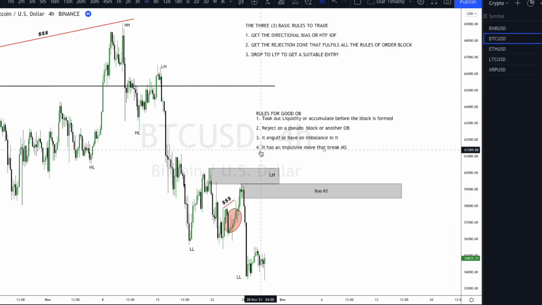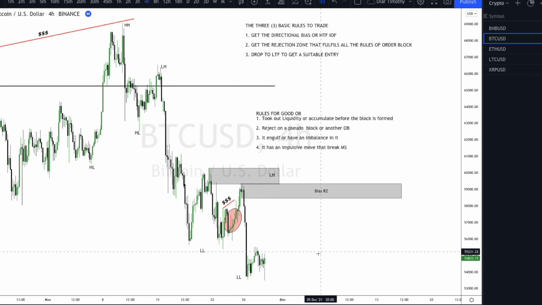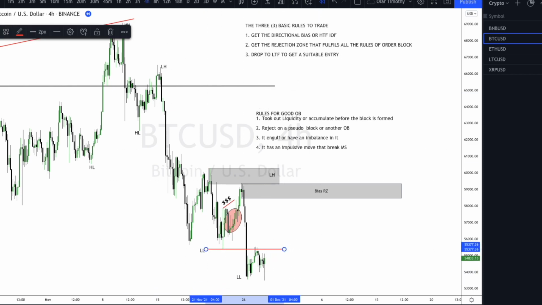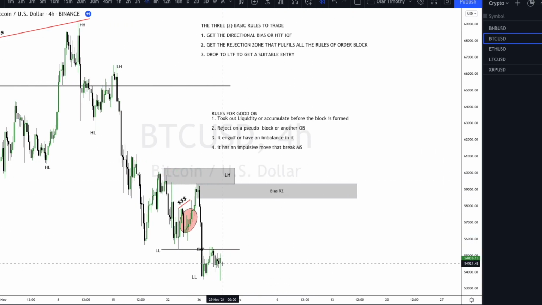And the last rule, which is rule number 4, says that it must have an impulsive move that breaks structure. As you can see, this is a strong move that breaks market structure. It went up to break this lower low in here. So we can consider this as a break of market structure, the external structure here. I'm going to title that as an external structure, as you can see here. So I'm expecting price to retrace back into this before we drop to my lower time frame, which is rule number 3 of the 3 basic rules to get a suitable entry.